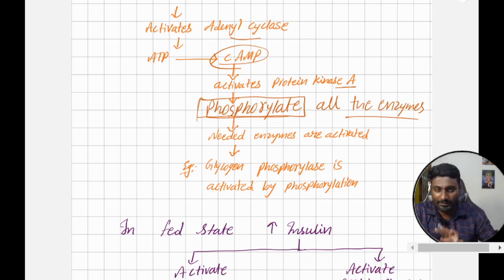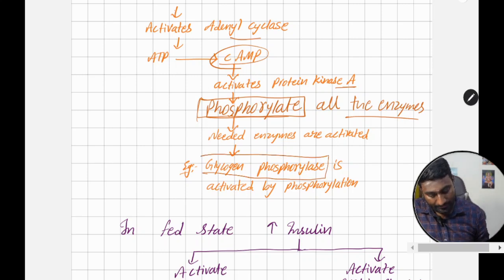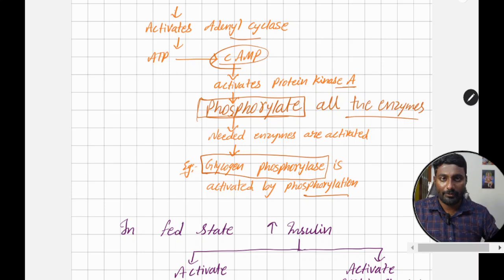If you remember this point, you will do n number of MCQs. Okay, now whatever enzymes need phosphate for their activation, they will get activated. Let's take the example. The classic example is glycogen phosphorylase, which is activated by phosphorylation with the help of glucagon.